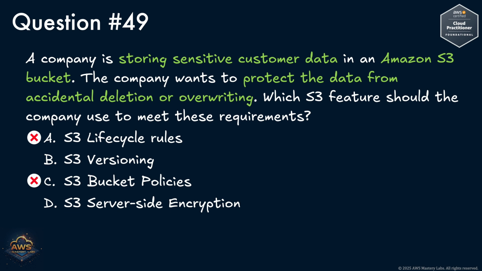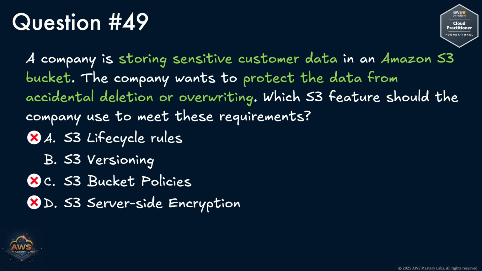Option C, S3 bucket policies. S3 bucket policies are used to define access permissions at the bucket level. They help control who can access or perform actions on objects, but they don't automatically preserve previous versions or recover data if it's accidentally deleted or overwritten. Policies help manage access, not version history or data recovery. Incorrect because it controls access, not data retention after modification or deletion.